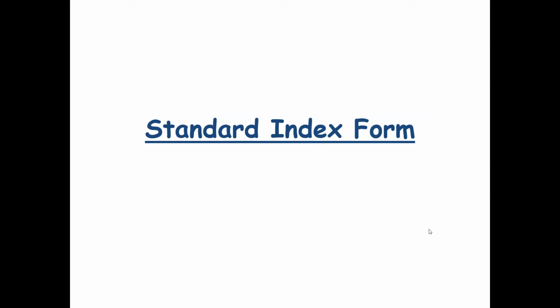So in this lesson, we're going to be learning about standard index form. Now, hopefully you'll remember that the word index also means power, so to the power of. So it's when we write, for example, x to the power of n, that is our index.